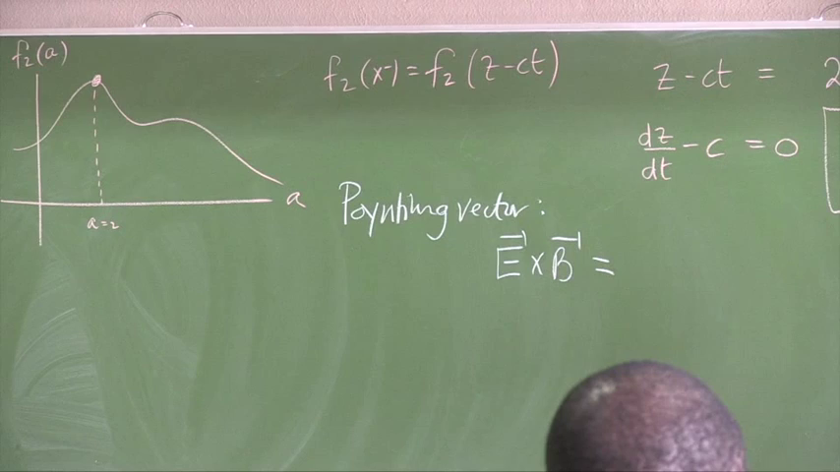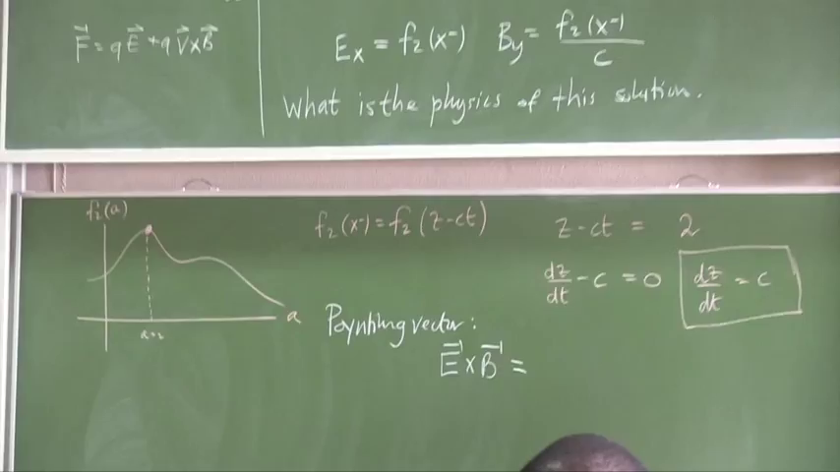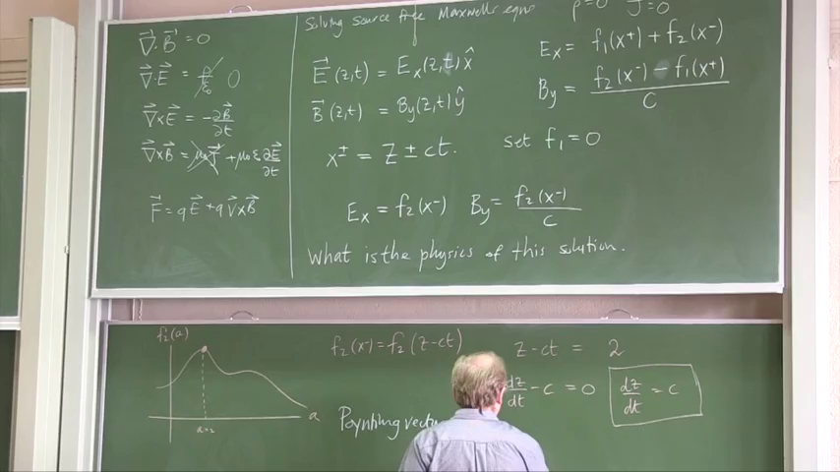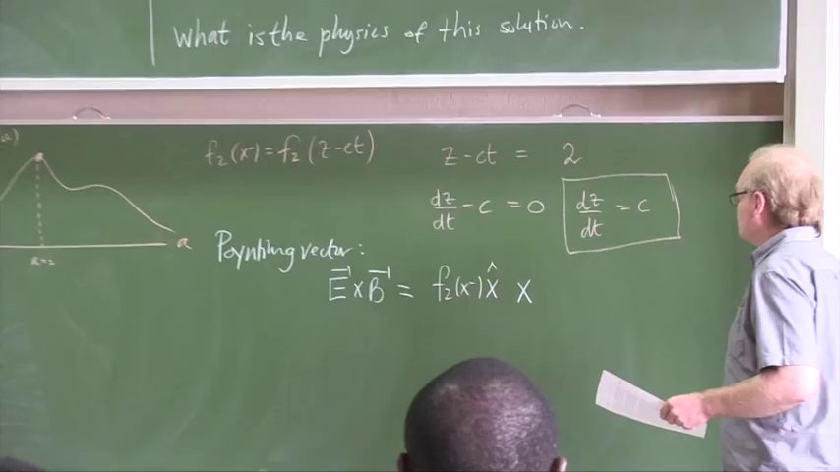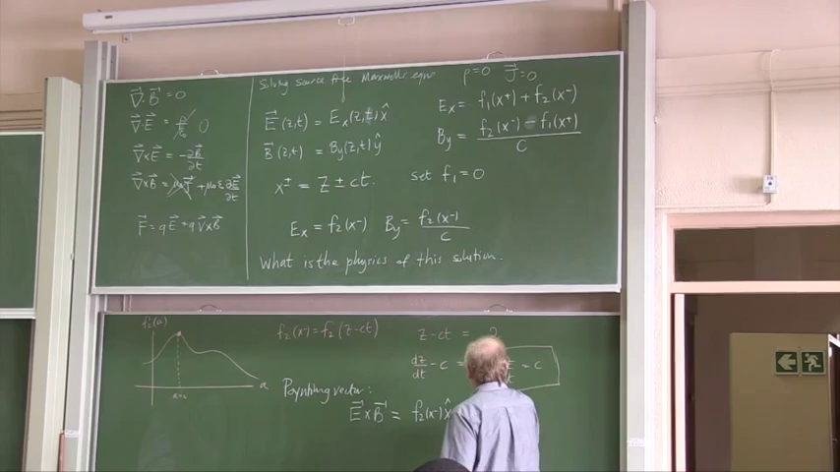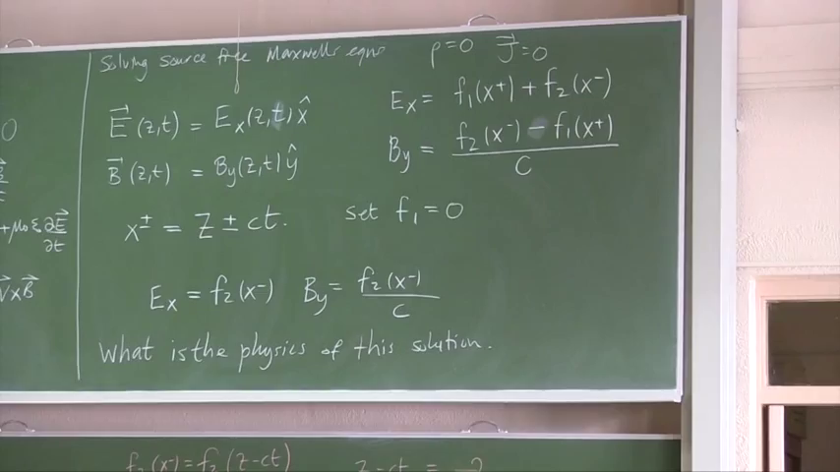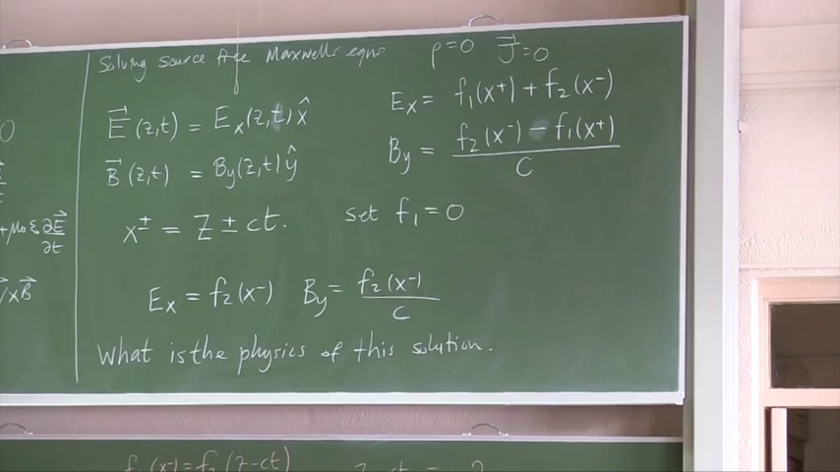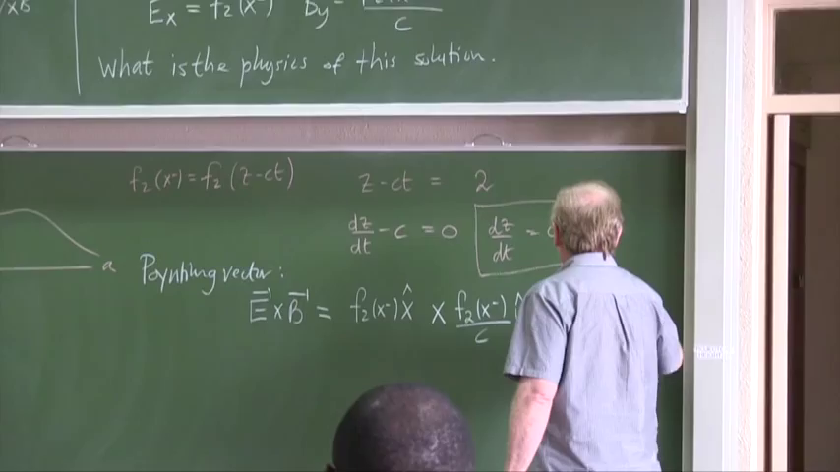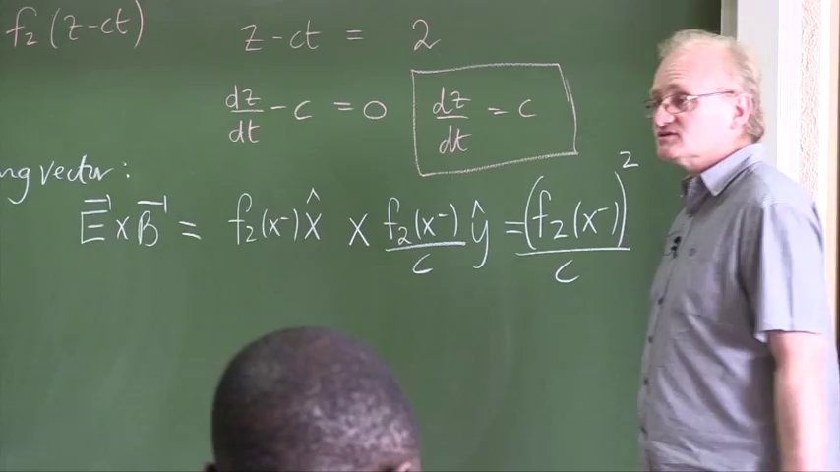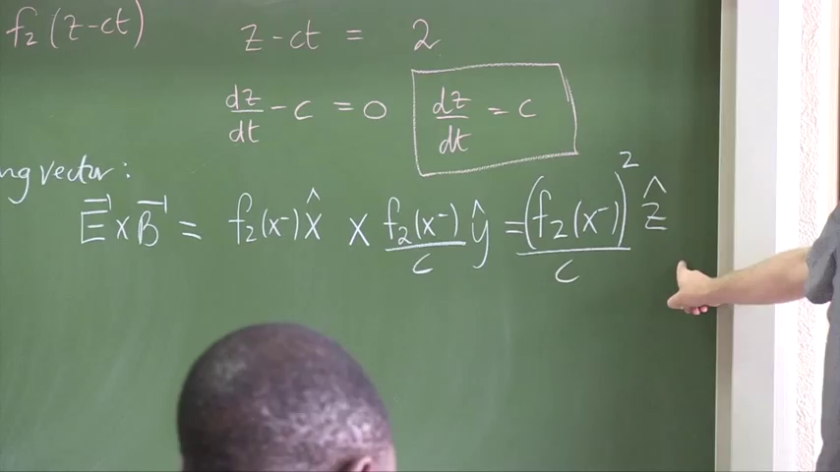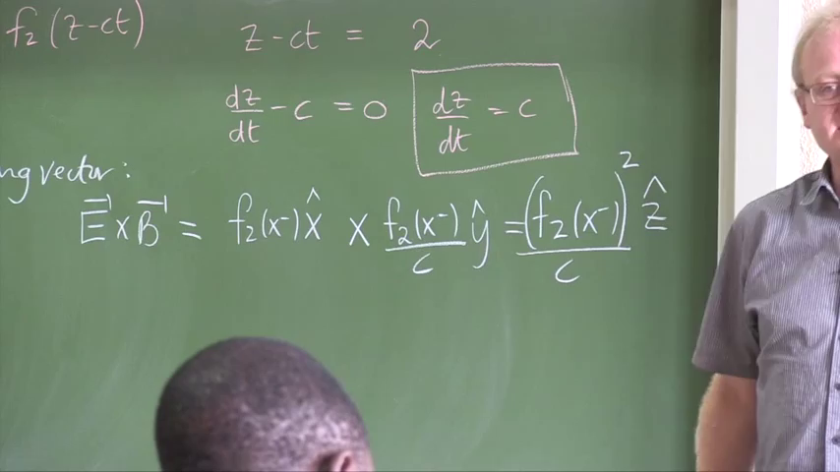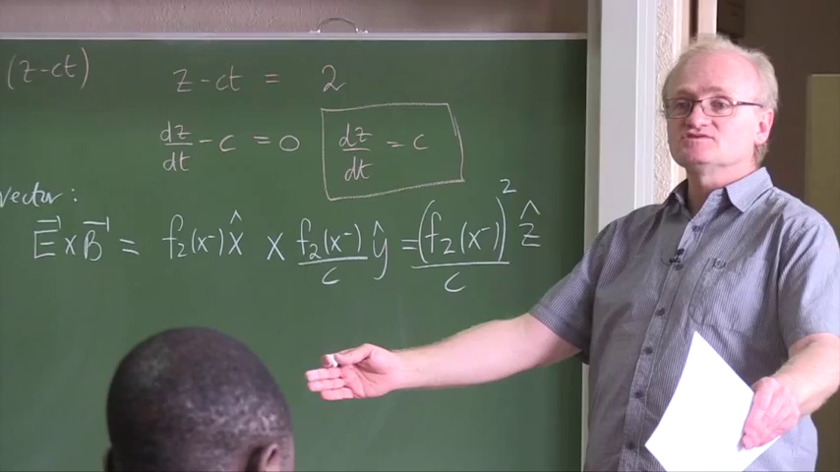Let's calculate this for our problem. For our problem, E is just f2 of x minus ct, in the x hat direction. Now we'll take the cross product with B. B is f2 of x minus ct over c, times y hat. So this gives us f2 squared over c. x hat cross y hat is z hat. So you can see it's pointing precisely in the direction that we are moving. And its size is proportional to the mod of E squared, which we know is related to the energy density. So this is telling us about the momentum that the field is carrying.